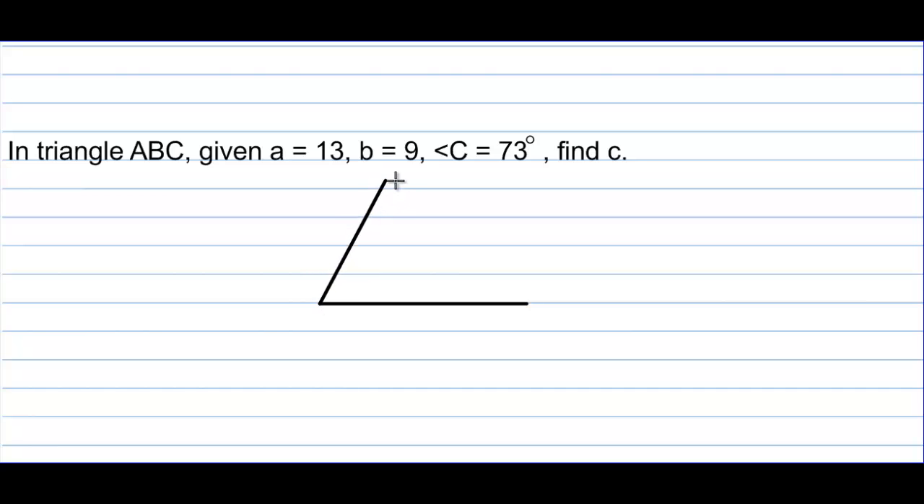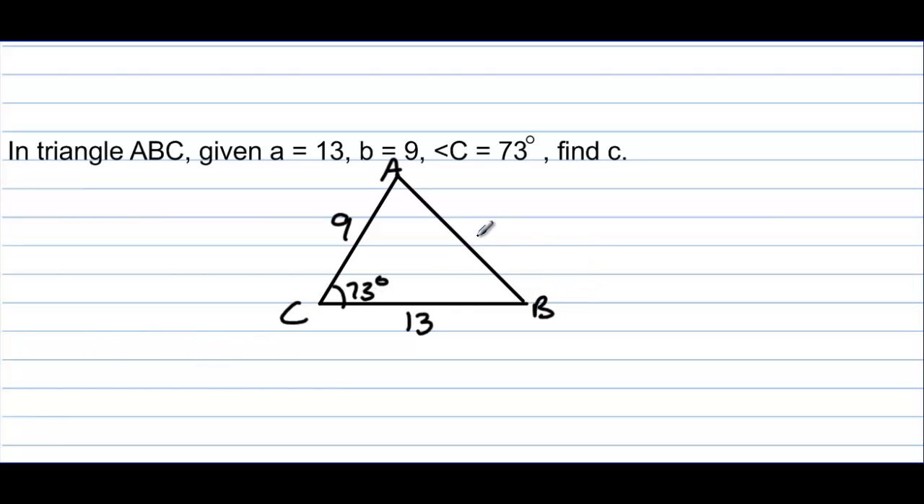73 degrees. That's pretty steep. Let's say it's about there, and this would be maybe the other side. So we have an angle of 73 degrees. This may be the 13, and this is the 9. This is C. The 13 is A, so this must be A up here and B down here.